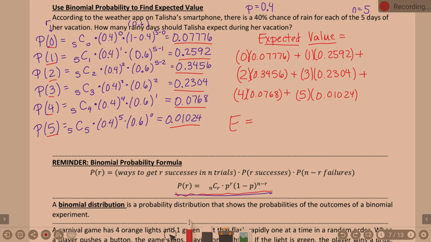No, there's a much easier way to do it. That doesn't use the binomial probability? No. How is that? It's 0.4 times 5.